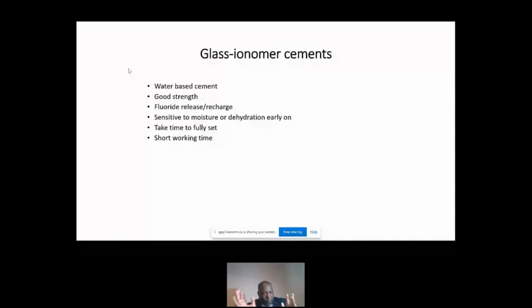However, we have to recognize with glass ionomer cements that they are sensitive to moisture and dehydration. And because of that, they need to be protected. And it needs time to fully set. We shouldn't be trying to clear off all of the cement, because we could distort the cement while it is setting. So patience is key. So glass ionomer cements are excellent. However, because of their limitations, another cement was produced.